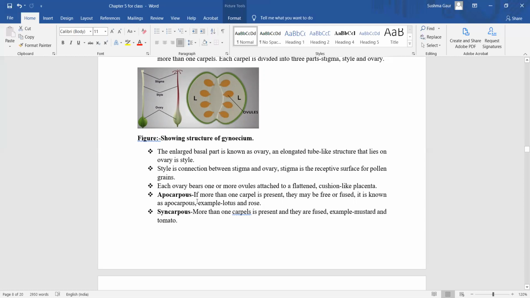Okay. So apocarpous ovary means if more than one carpel is present, they may be free or may be fused. It is known as the apocarpous condition, and its examples are lotus and rose. Apocarpous means more than one, may be fused, may be separate. And syncarpous means in this condition also more than one carpel will be present and they are fused.